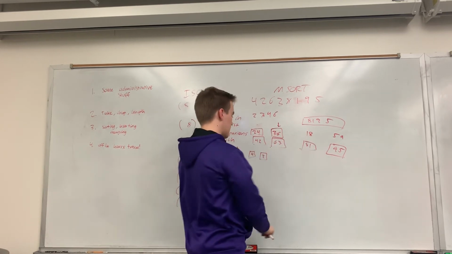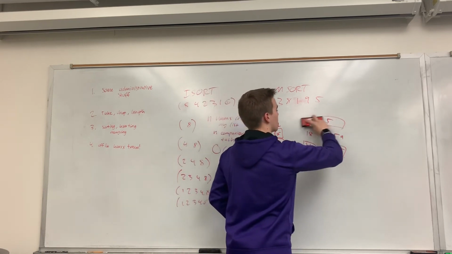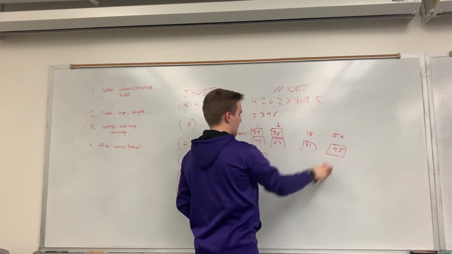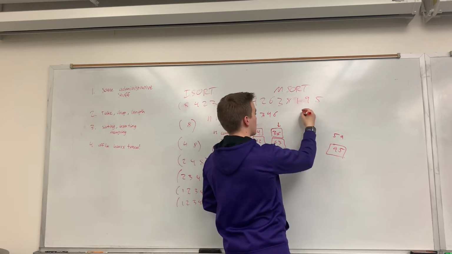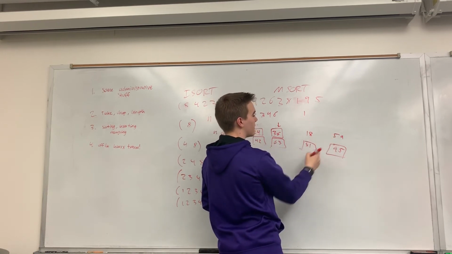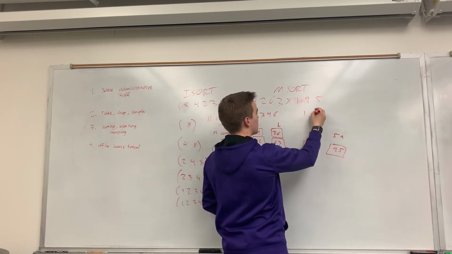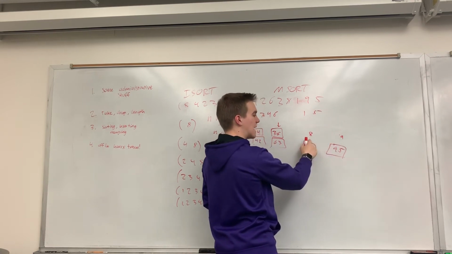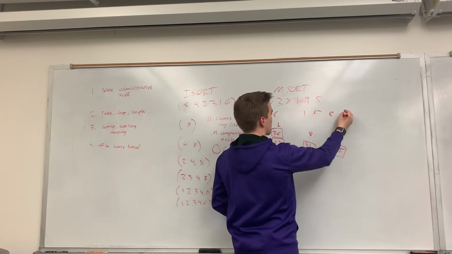The same thing would happen over here. I'd get my 1, 8 and my 5, 9. I would say 1 is the lower of 1 and 5, remove the 1, 5 is now the lower, remove the 5, 8 is now the lower, and then 9 is the last one.